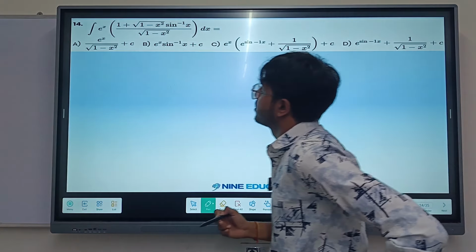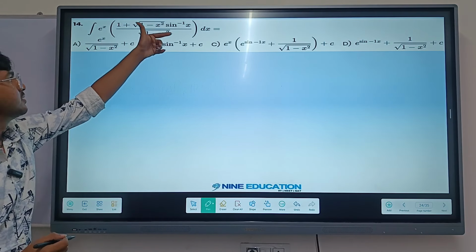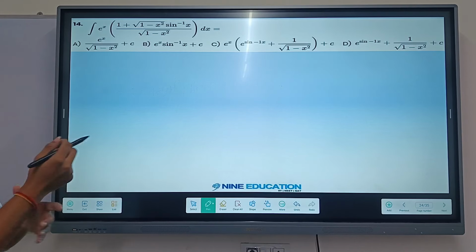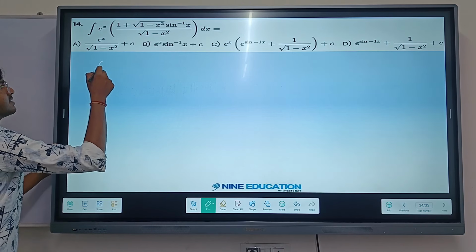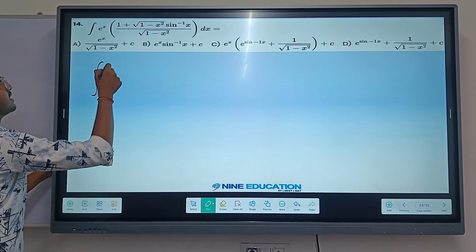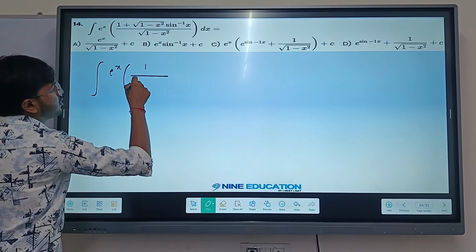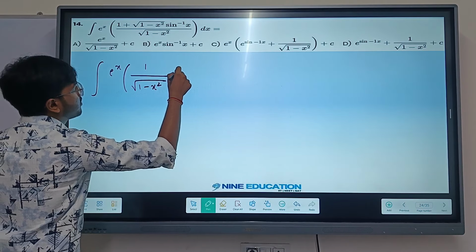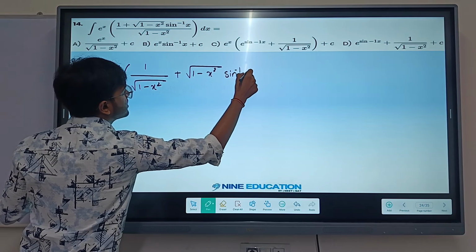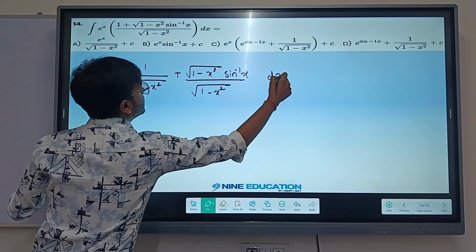Alright, let's move to the next question of indefinite integration. Again, e power x into this whole function is there. Whenever e power x is there, we need to think in some way. What we can do is integration e power x, let's separate the denominators: 1 by root 1 minus x square plus root 1 minus x square sine inverse x divided by root 1 minus x square into dx.